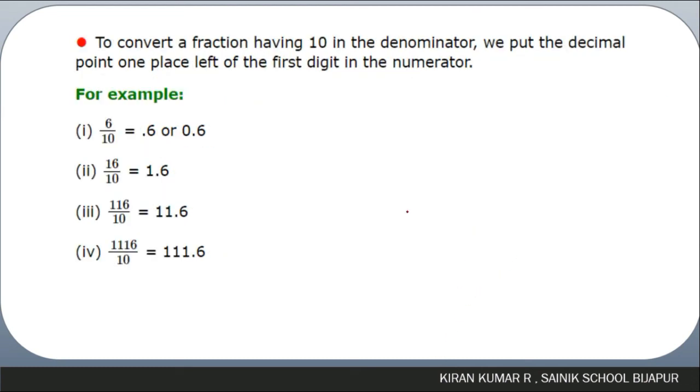To convert the given fraction having 10 in the denominator, we will just place a decimal point one place left of the first digit in the numerator. 6 by 10 is 0.6. Here you can observe 6 is the only digit, so 0.6 is written. In the next example, 1.6 is obtained by placing the decimal point after one digit.